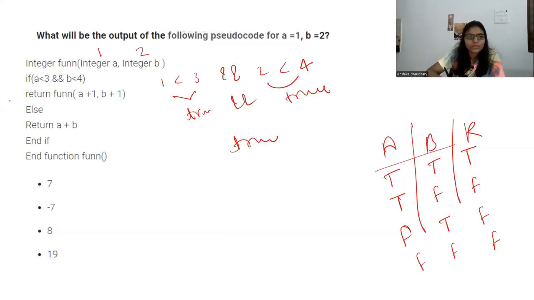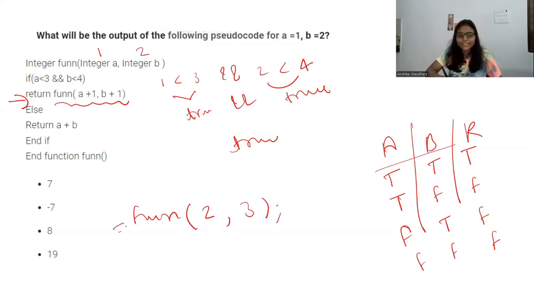So if both are true, we need to return this thing. We are doing nothing but calling the same function with changed parameters. This question is based on recursion. Now the changed parameters will be a plus 1, that means 1 plus 1 will be 2, and b plus 1, that means 2 plus 1 will be 3. So this thing will be returned.